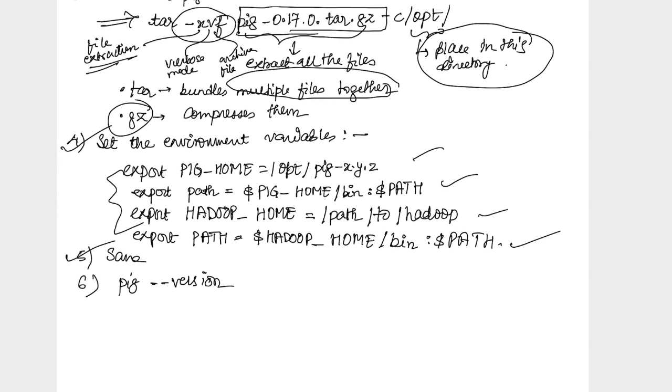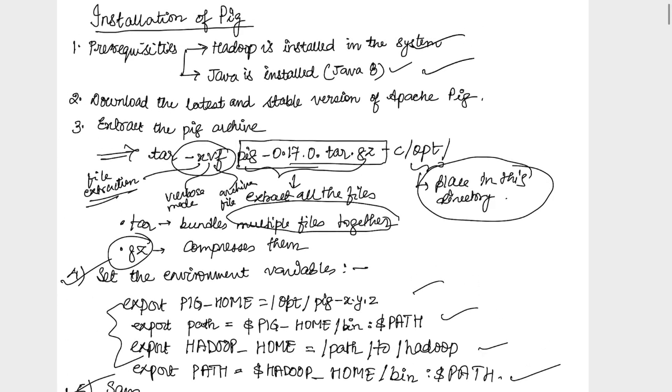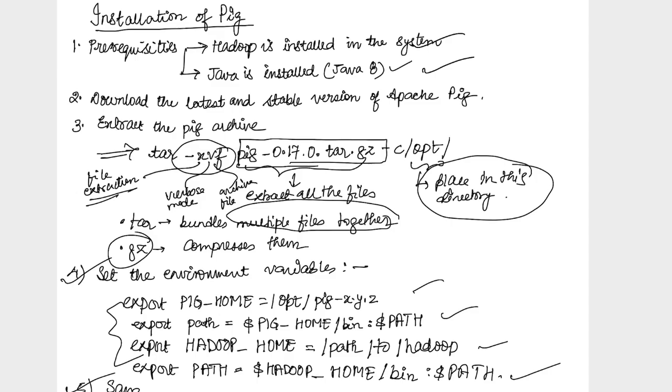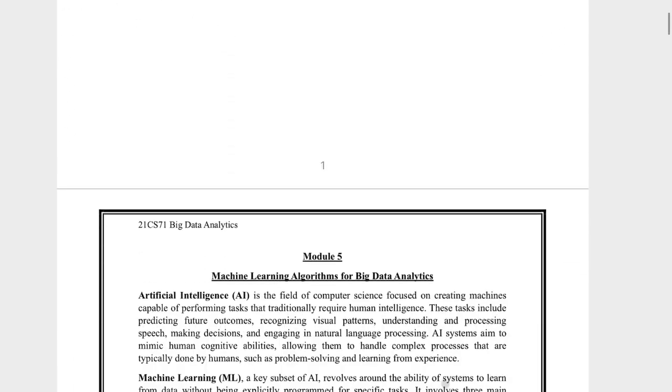Once you're done, just click on save, and then again open the command line prompt and check for the version. If it is there, it will directly show the version which is available for Pig. So this marks the end of the installation process of Hive and Pig. Now we'll immediately jump on to module 5.